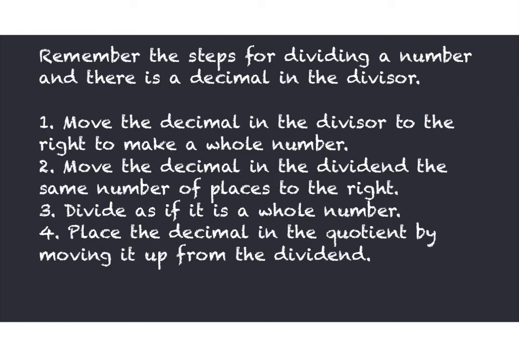So class, to review, remember the steps for dividing a number whenever there's a decimal in the divisor. First, move the decimal in the divisor to the right to make a whole number. Second, move the decimal in the dividend the same number of places to the right. Third, divide the number as if it were a whole number. And then finally, fourth, place the decimal in the quotient by moving it up from the dividend.